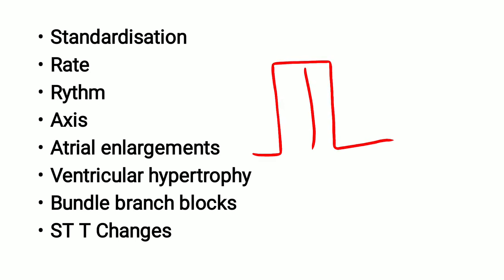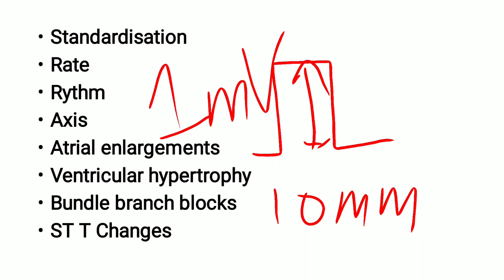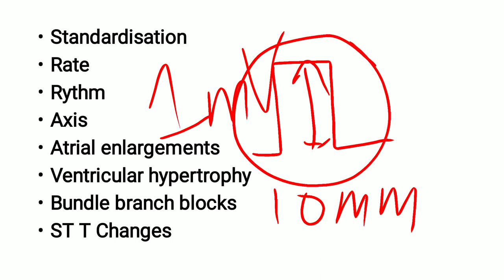The height of this, if you measure, will come to exactly 10 millimeter. What does it indicate? A current of 1 millivolt generated in my heart will produce a complex measuring 10 millimeter. So any deflection which comes to around 10 millimeter on an ECG indicates that the underlying volt produced in the heart is 1 millivolt. This is the first standardization. 99% of the time the ECG machine will be set in this calibration only.